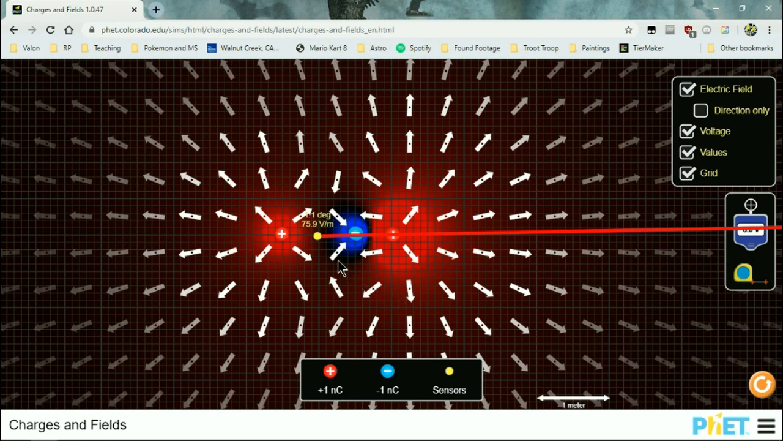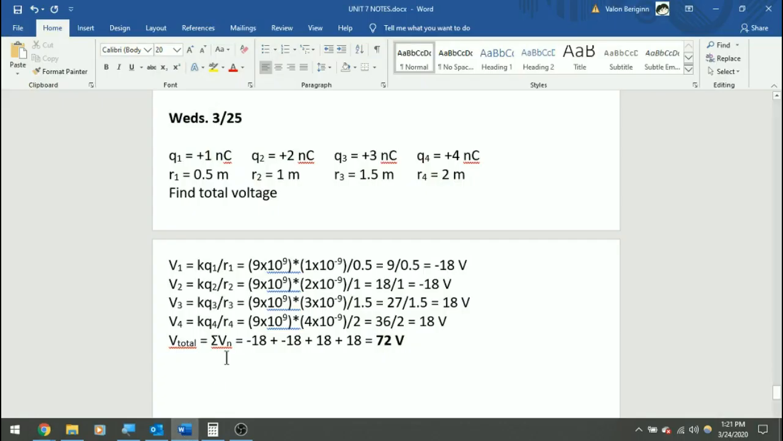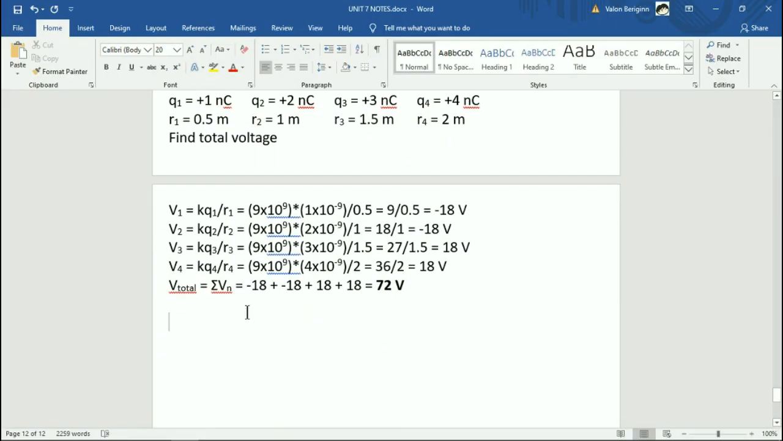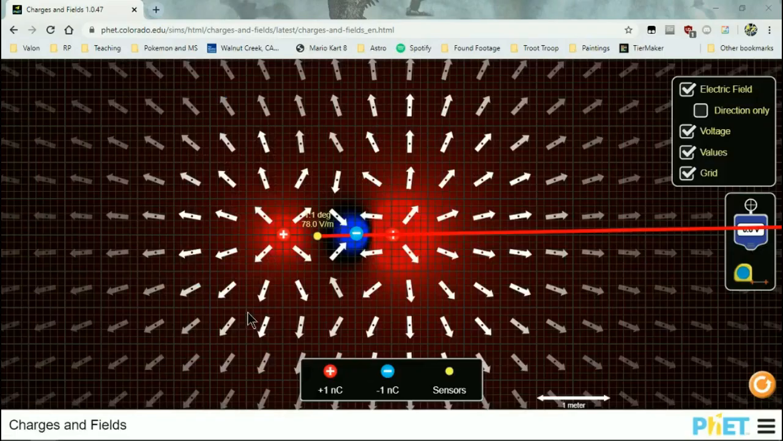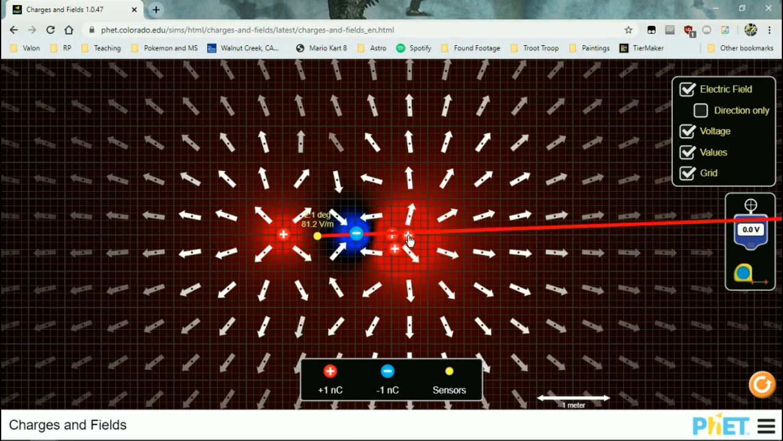So again, the field would be a little bit tricky because you have to think about the direction from everything. But for the voltage, let's see how this wouldn't be too bad. So let me make sure this was 2. Yeah, that was 2. And this was 1. Okay. So let's check the numbers with this one. Q1 is +1 nanocoulombs. Q2 is now -2 nanocoulombs. And Q3 equals +3 nanocoulombs. I did +3, right? Yeah, okay.